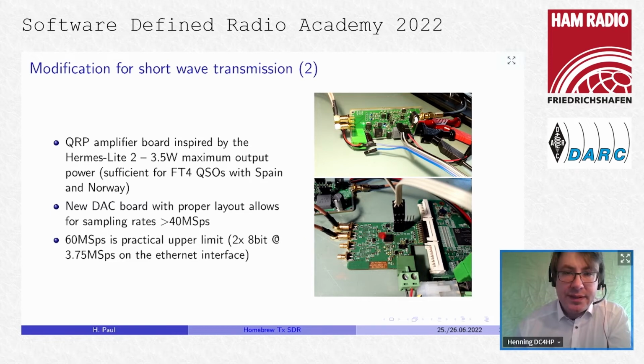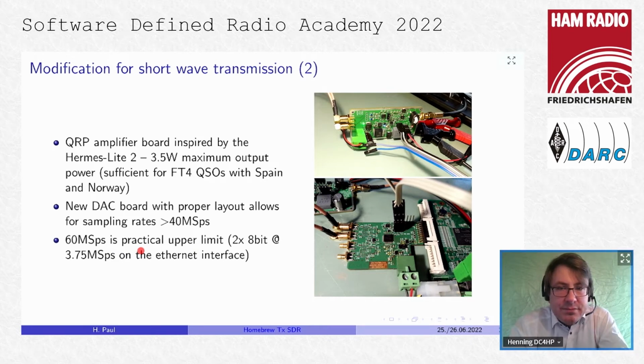With the DA converter running at 60 megasamples per second, the input rate on the Ethernet is 3.75 megasamples per second, which is actually the upper limit you can reliably transmit over 100 megabit Ethernet, because this would be 7 megabytes per second. And you don't want too many packet losses. So this is the barrier that I found out you should not exceed on the Ethernet interface. But it's not bad. It means I can work a lot of shortwave bands using this setup, and it works quite well actually.